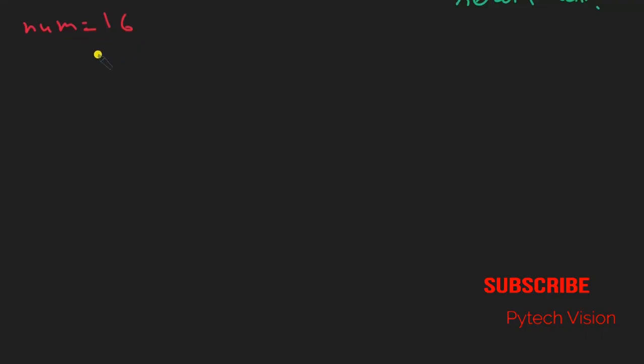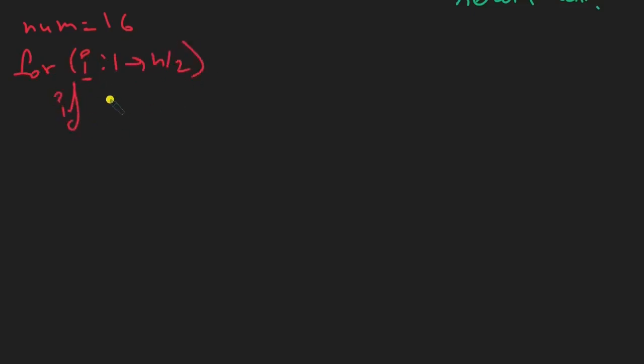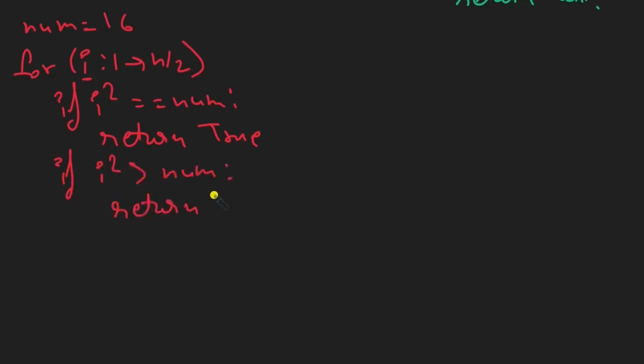Suppose we want to find the square root of number 16. What we will do is iterate from i equal to 1 to n by 2, and for each i, we will check whether i square is equal to num. If it is true, we will return true. If at any point i square is greater than num, we will return false. Okay, let's try to run this.